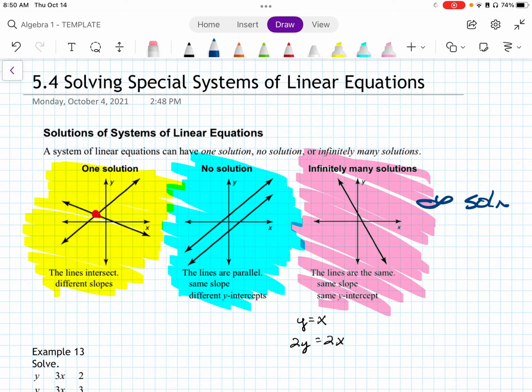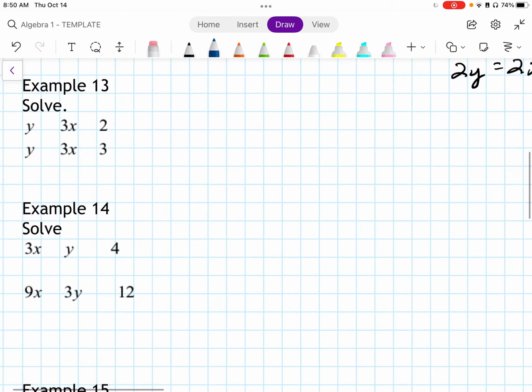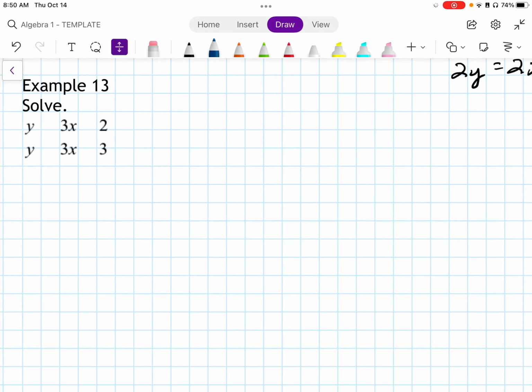So, example 13. Let's look at it. This should be y equals 3x minus 2 and y equals 3x plus 2. So we're supposed to solve this. And let's look first. They have the same slope, which means that they're parallel, right? So this should be no solution.